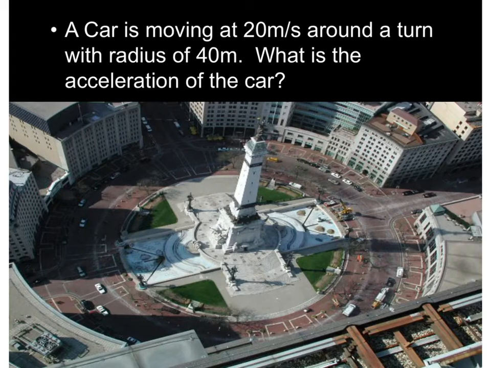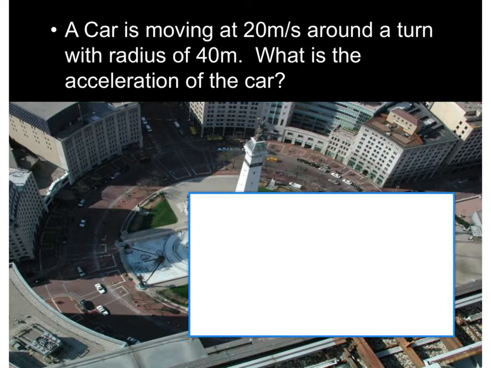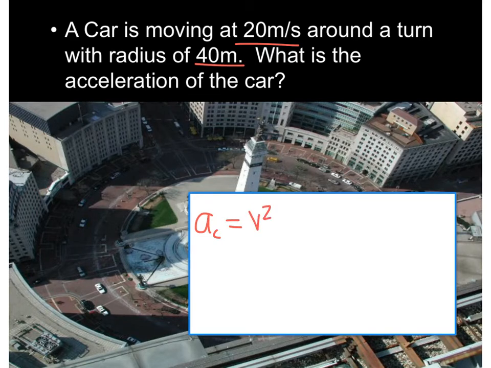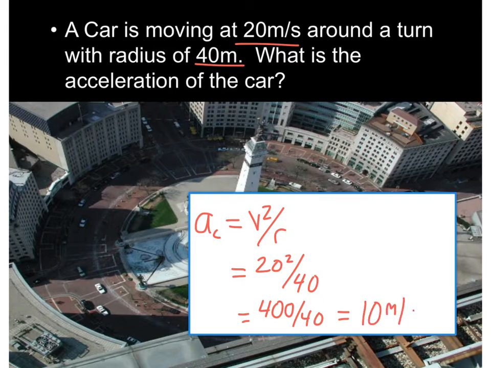So let's just do a quick sample problem of this. We have a problem here. It says that a car is moving at 20 meters per second around a turn with a radius of 40 meters. So let's use our newly developed equation. Centripetal acceleration, again, acceleration going around a circle, is v squared over r. And the velocity in this problem is 20. So that's 20 squared over 40, which is 400 over 40. Or the acceleration of this car would be 10 meters per second squared.